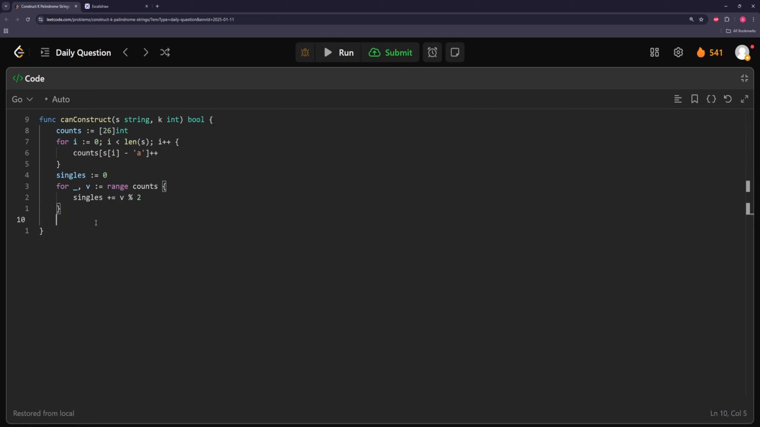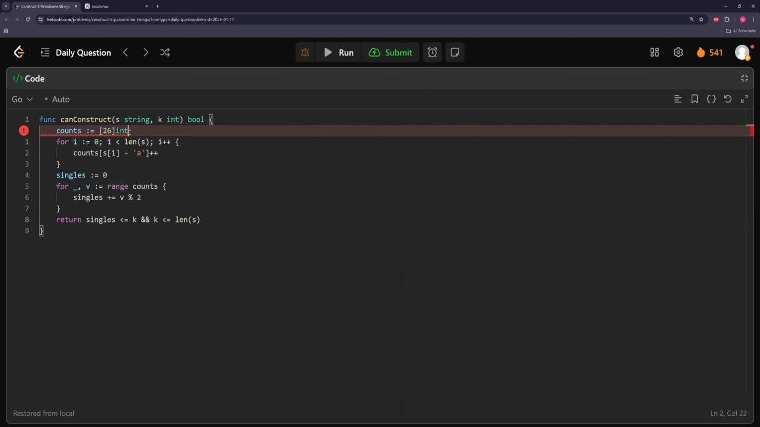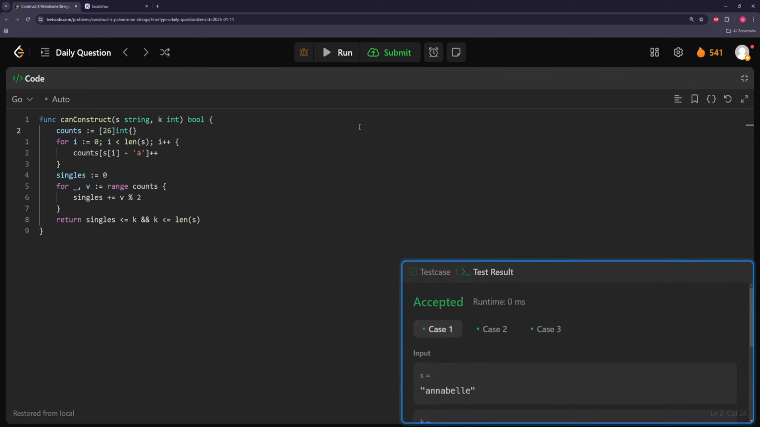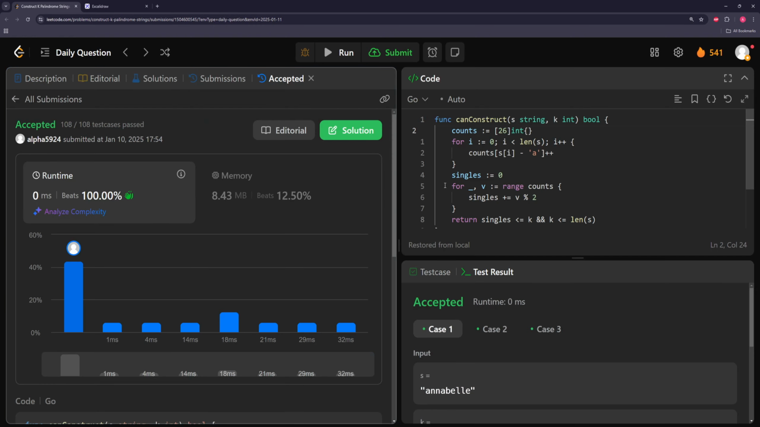So now we just have to return our equation. So return singles. I don't think you can do this all in one line, so you can just say singles less than or equal to k, and k is less than or equal to length s. We actually have to have enough characters in the string. And that should be it, I think. Let's see. I think we can just do this. Okay. And there we go.